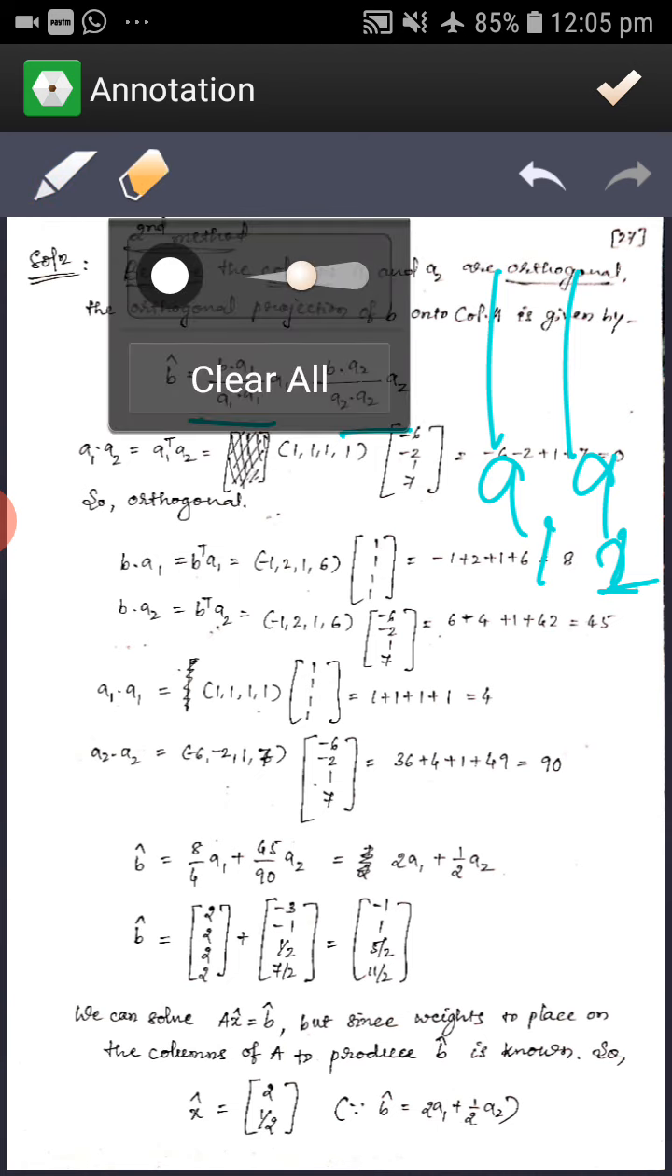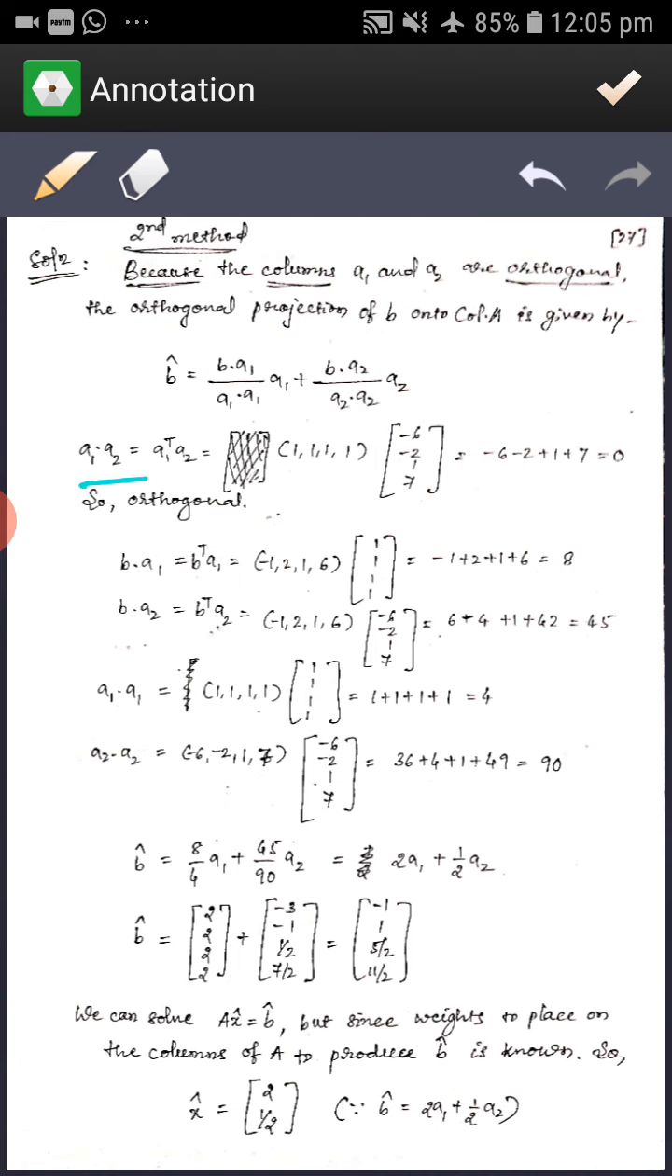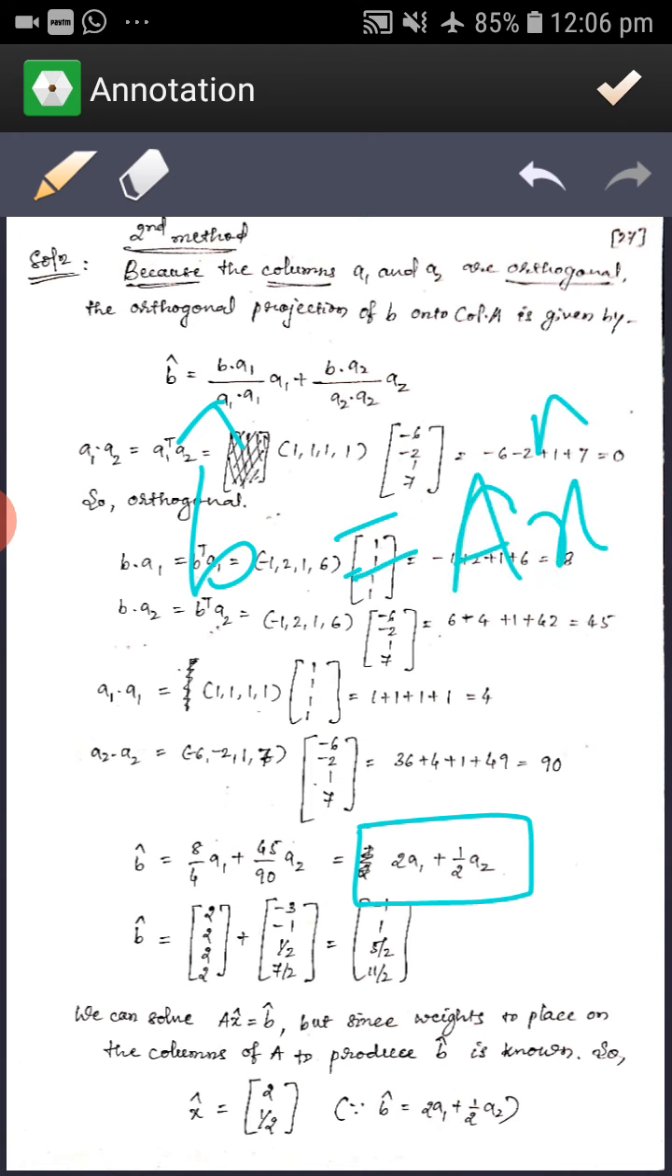So we need to calculate these individual components: a1 dot a2, b dot a1, b dot a2, a1 dot a1, a2 dot a2. After calculating all those things, we need to fill them in. After calculating, b cap will form as 2 a1 plus 1 by 2 a2. So that is nothing but b cap is equal to A into x cap.